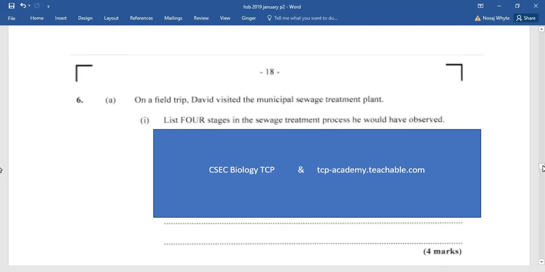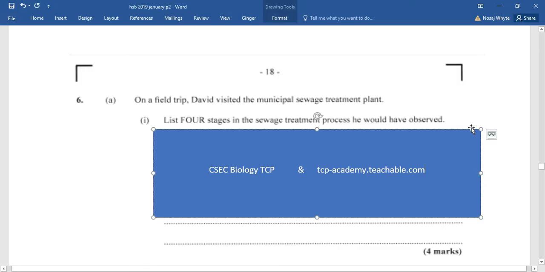So, on a field trip, David visited the municipal sewage treatment plant. All right, so we know that sewage treatment is very, very important to our survival. Now, list 4 stages in the sewage treatment process which he would have observed. All right, so we are looking at 4 stages in the sewage treatment process, and I want you always to remember these 4 steps.